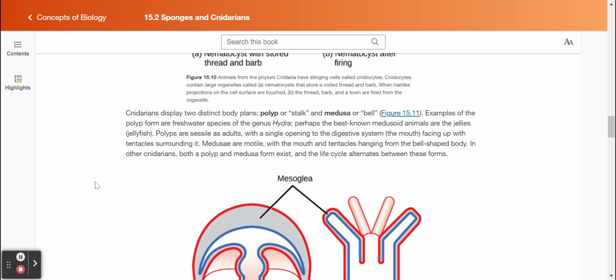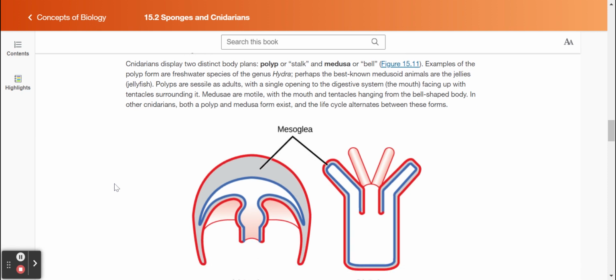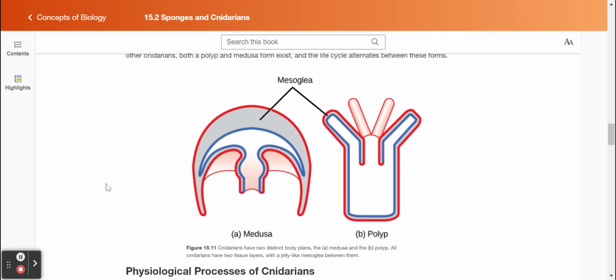Polyps are sessile as adults, with a single opening to the digestive system, the mouth, facing up, with tentacles surrounding it. Medusae are motile, with the mouth and tentacles hanging from the bell-shaped body. In other cnidarians, both a polyp and medusa form exist, and the life cycle alternates between these forms. Figure 15.11. Cnidarians have two distinct body plans: A, the medusa, and B, the polyp. All cnidarians have two tissue layers, with a jelly-like mesoglea between them.